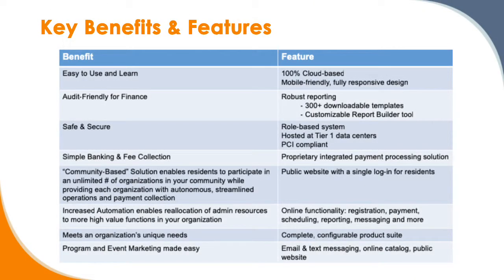To recap, we covered many CommunityPass features that will make running your recreation or school-based operation a breeze. From online registration and payment to scheduling, customer service, reporting, and messaging, you will find that all of this increased automation will enable you to reallocate administrative resources to focus on higher value functions in your organization. Plus, you will find the software is very easy to use and learn, and is flexible enough to be configured to meet your organization's unique needs.